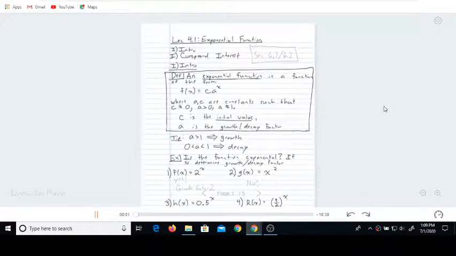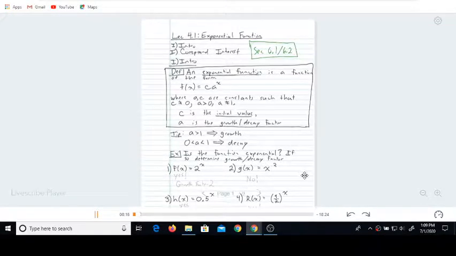Alright, here we have lecture 4.1. For those of you following along in the textbook, this corresponds to section 6.1 and 6.2, if you want to read the material in the textbook. And it's here we introduce the exponential function.